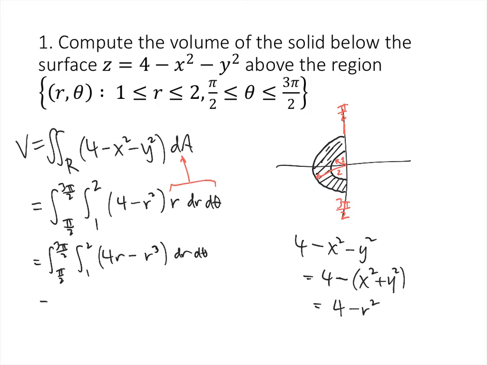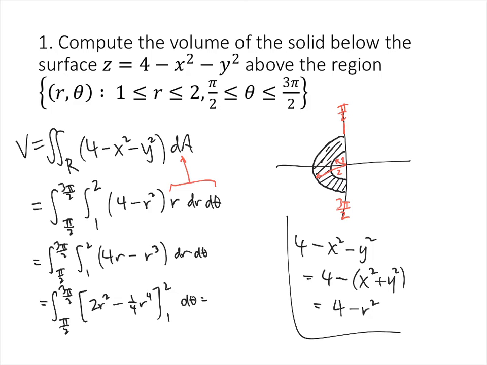First integrate with respect to r. We get 2r squared minus 1/4 r to the 4th, evaluated from 1 to 2, d theta. When we plug in and subtract, that works out to be 9/4. And so then we have to integrate from pi over 2 to 3 pi over 2 of 9/4 with respect to theta. That's going to be 9/4 theta, and when we plug in and subtract, we get 9 pi over 4. And that's our result.